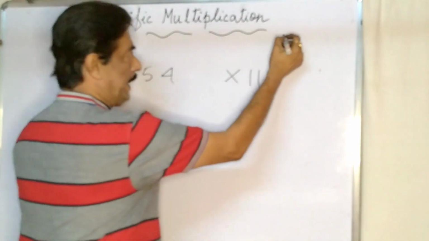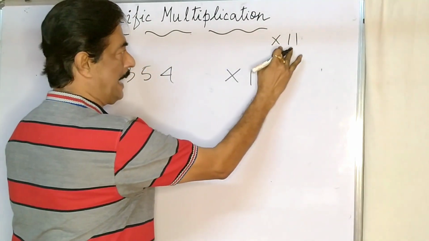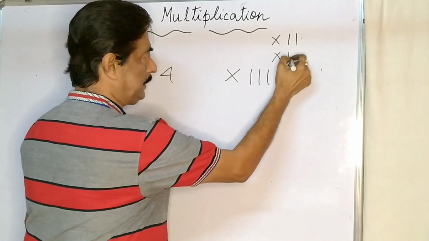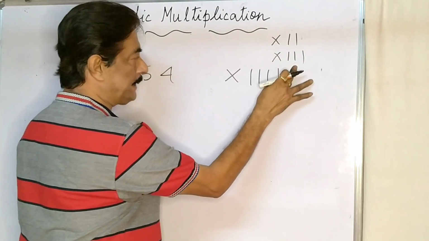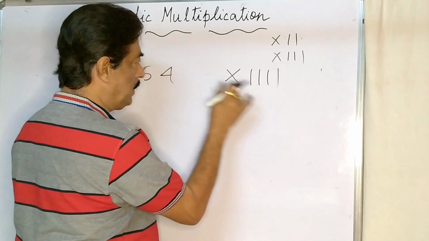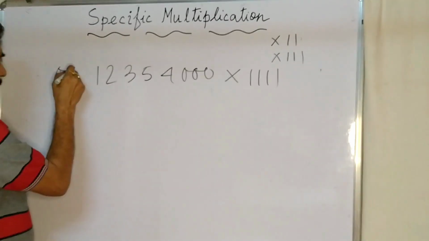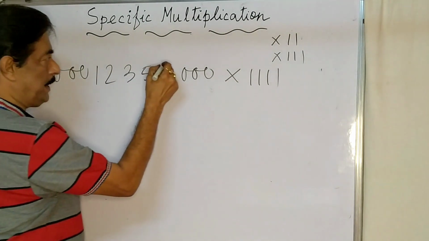Remember, when we multiply by 11, put 1 zero right side, 1 zero left side, add 2 digits. When we multiply by 111, put 2 zeros right side, 2 zeros left side, add 3 digits. When we multiply by 1111, we put 3 zeros right side and 3 zeros left side and add 4 digits. Start from here.